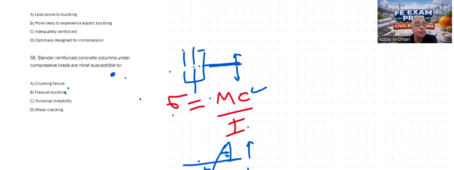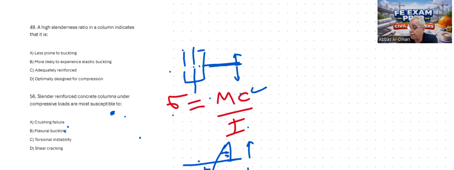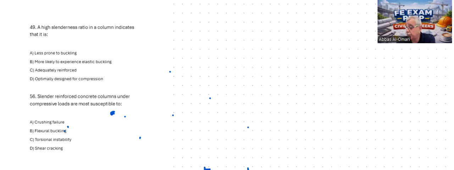A high slenderness ratio in a column indicates that it is slender. Now, there is a definition for the slenderness ratio, which is KL over R, where K is a factor that depends on the end support, L is the length, and R is the radius of gyration. So KL over R.